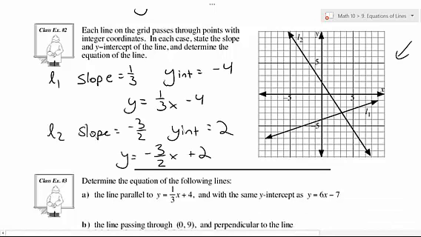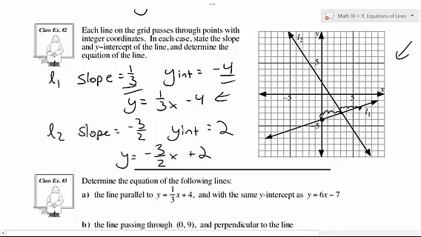So taking a look at these lines, here's line number 1. We've got a y-intercept of -4 here. And let's check out the slope. We've got a rise of 1 and a run of 3. So let's check it one more time. A rise of 1 and then over 3. Good. So we can say that that is a 1 over 3 slope. Y-intercept of -4. Here's the equation. It's as simple as that.